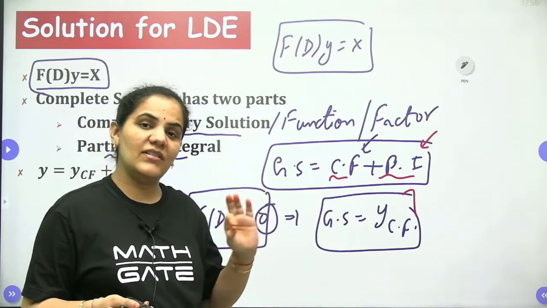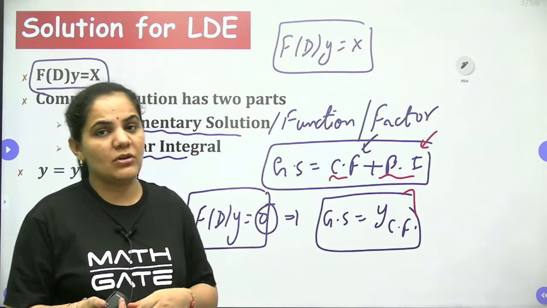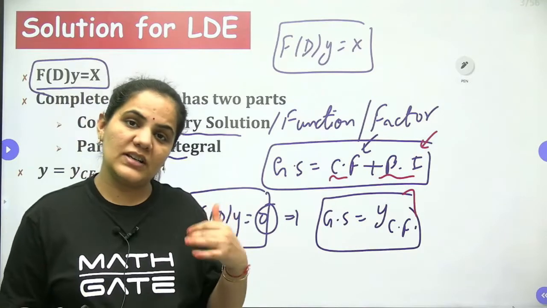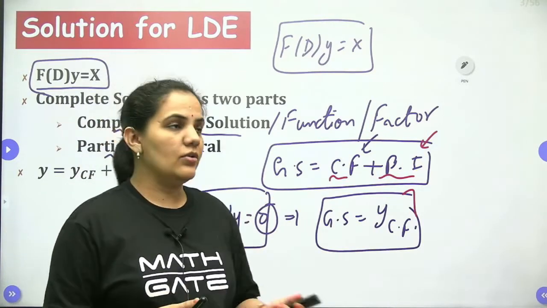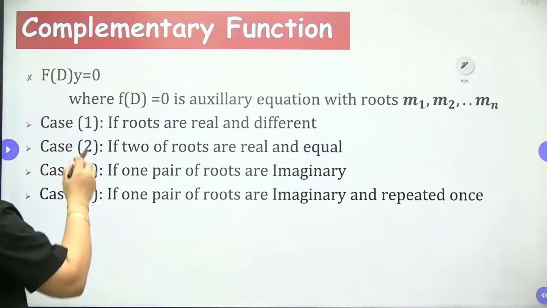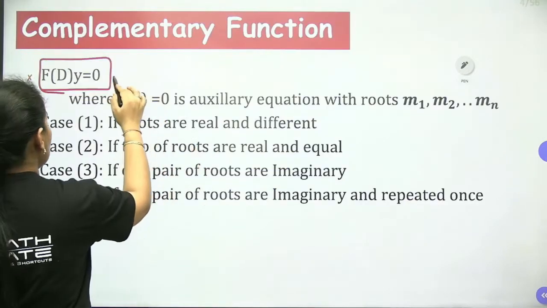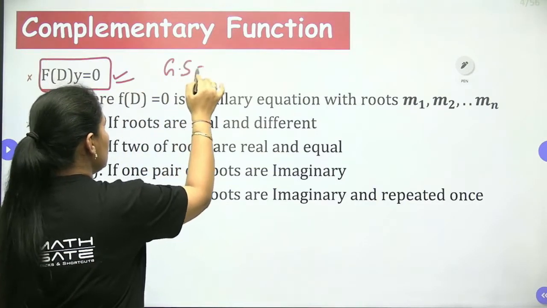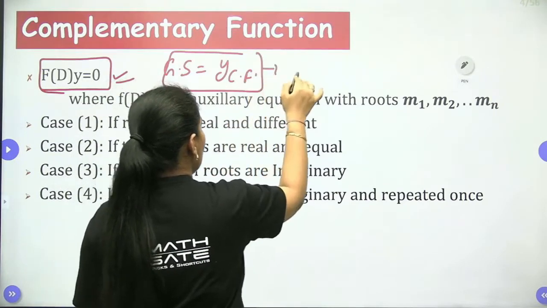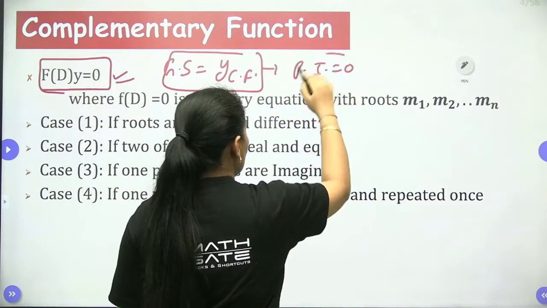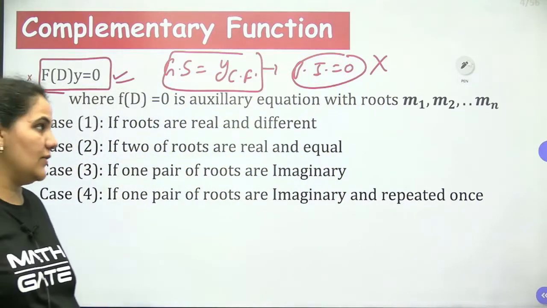I will tell you each and every case of CF, meaning how we can find the complementary function. Then I will show you examples based on each and every case and I will show you the PYQs also, the previous year questions, right? So let's start with this one. As I already told you, when we have f(D) y is equal to 0, then the general solution will be y equal to CF only, meaning PI will be 0, so there is no need to find PI, we will find only and only CF, okay.